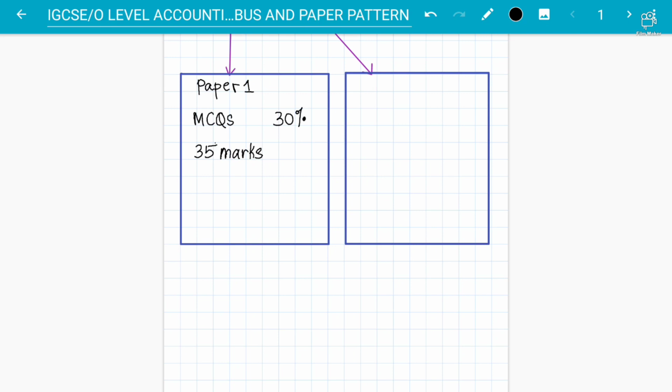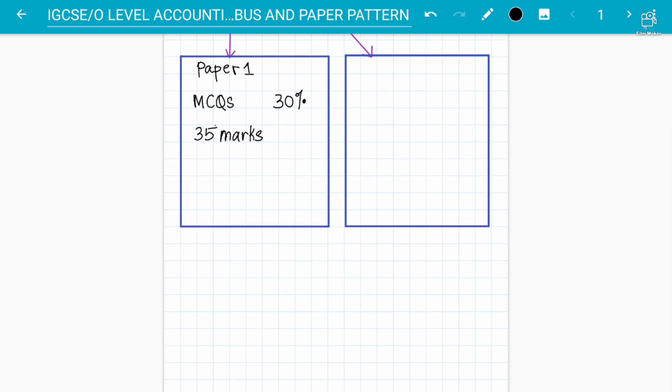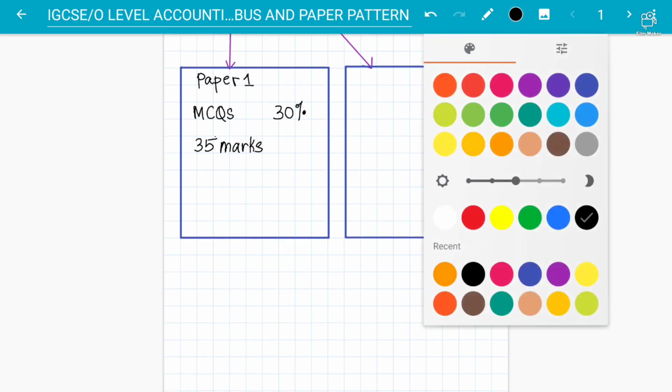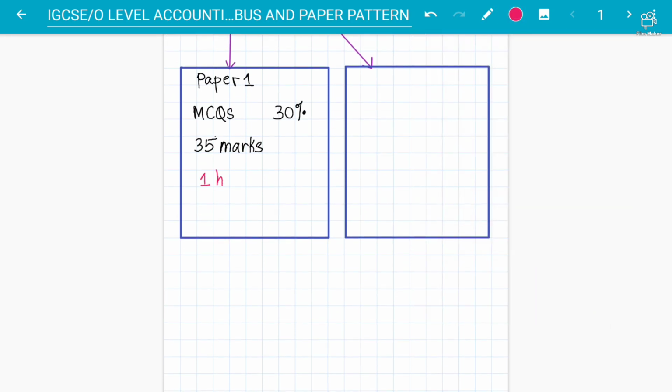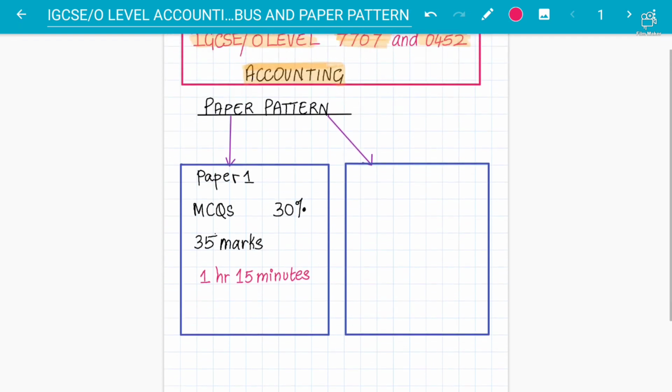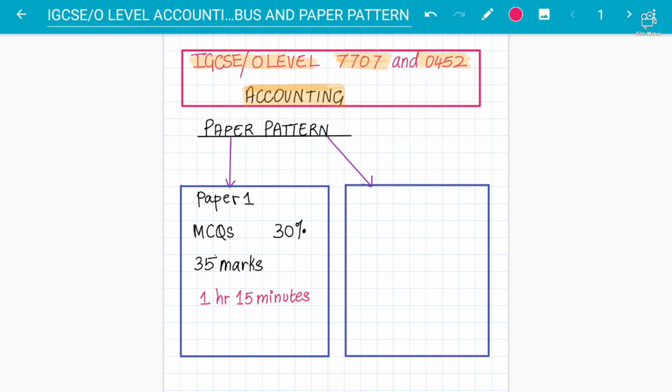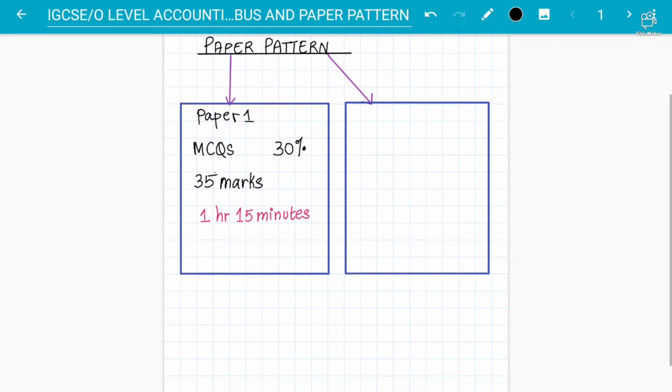Some are easy level, some are medium level, some are difficulty level, hard questions. 35 marks, and we are given 1 hour 15 minutes, or you can say 75 minutes in total to solve this paper. Hope students got this. Paper 1 is MCQ, 30% weightage of overall grade, 35 marks, and the time you have is 75 minutes, which is 1 hour 15 minutes. Students need to know that all topics are tested, the whole syllabus will be tested.